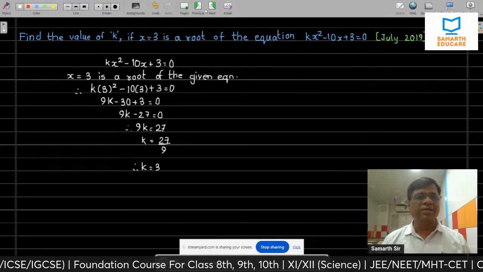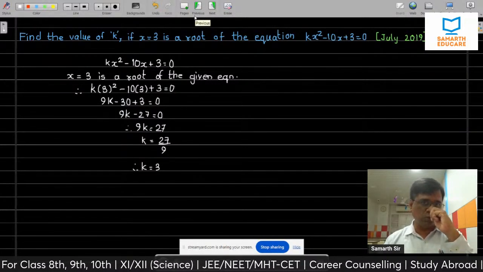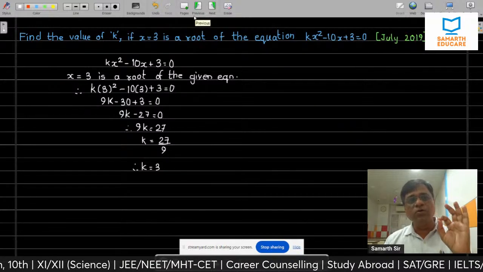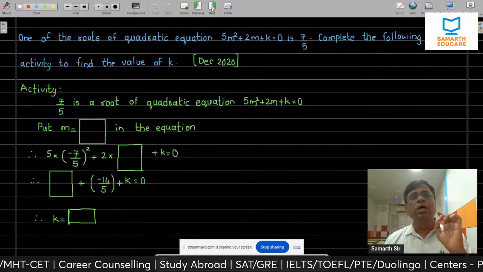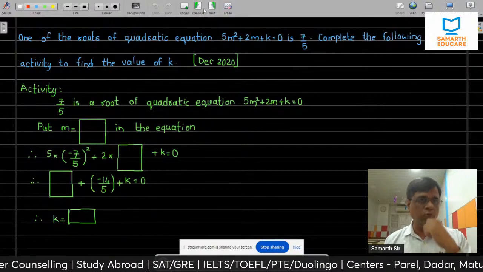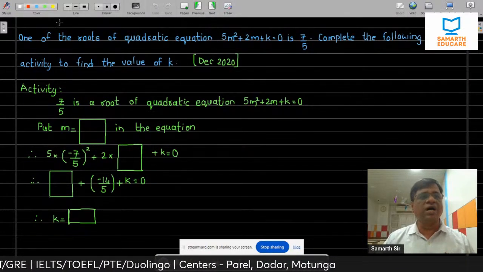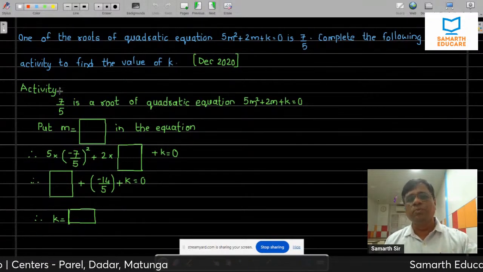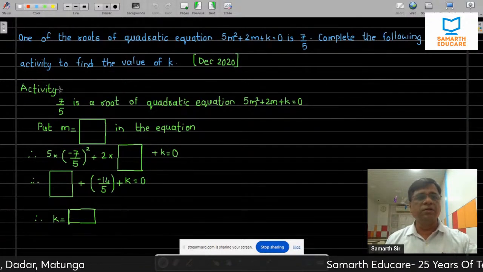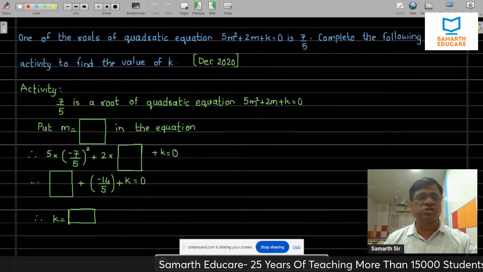Okay, I again repeat, don't just copy the question or don't just watch the solution. You just have to see the question first. जैसे ही मैं ये क्वेश्चन ओपन करता हूँ आपको क्वेश्चन देखना है, खुद सॉल्व करने की कोशिश करनी है पॉज करके. Okay, this was again an activity question which was asked in the boards. So one of the roots of the quadratic equation is 7 upon 5. Complete the activity. Similar question जो यहाँ पे था वैसे ही है, values change किए हैं.